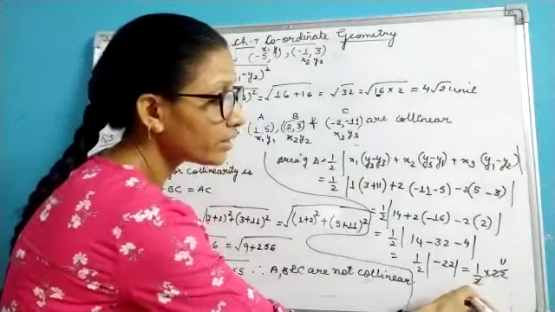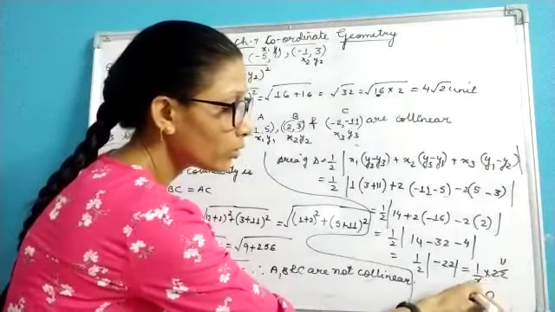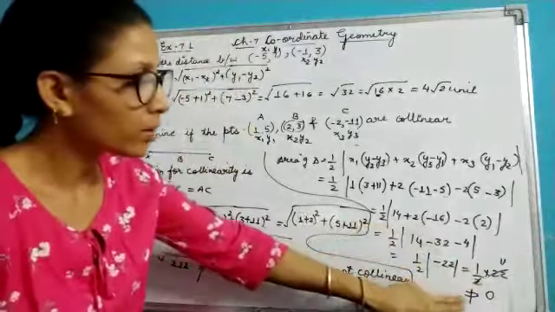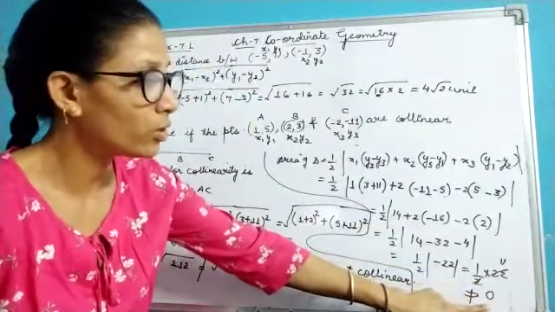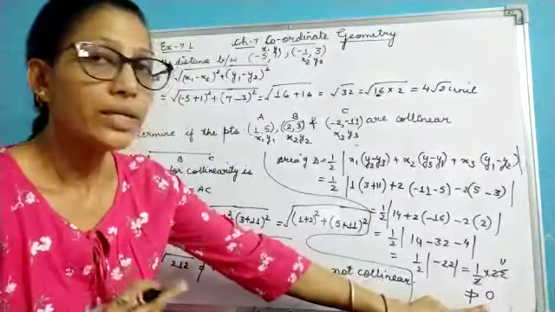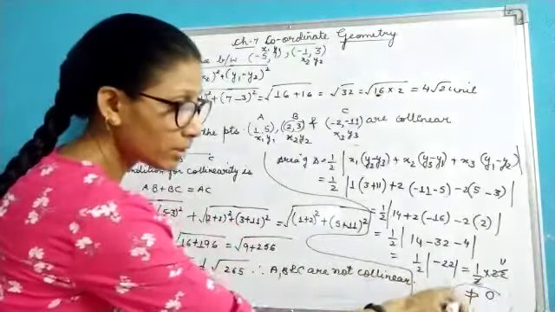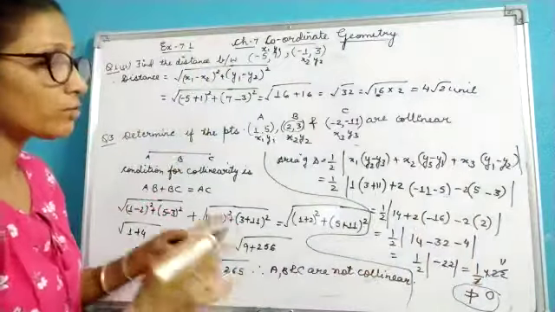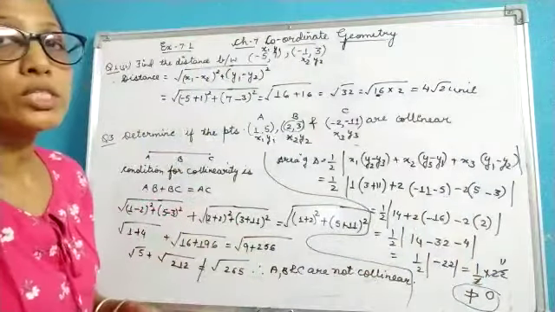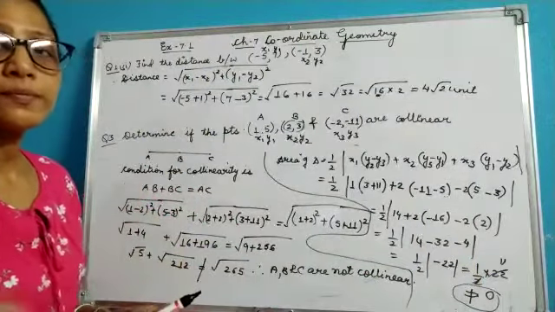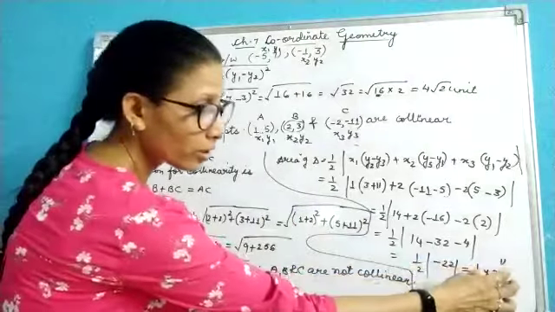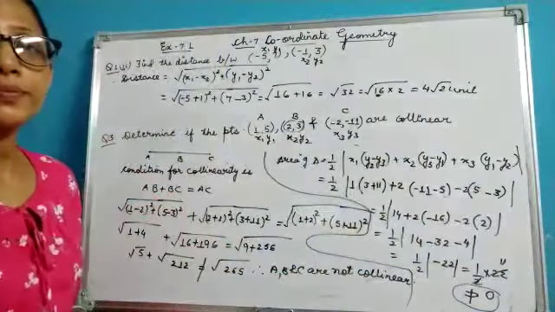Now if it doesn't come out to be equal to 0, that means it is forming a triangle, hence the points are not collinear. For collinear, this should come out to be equal to 0.